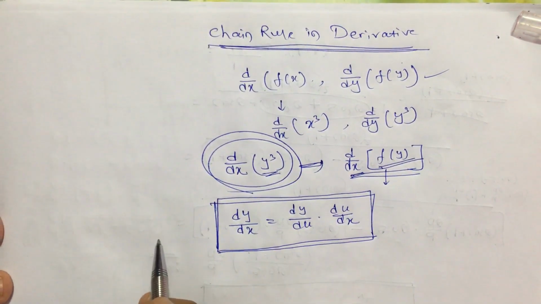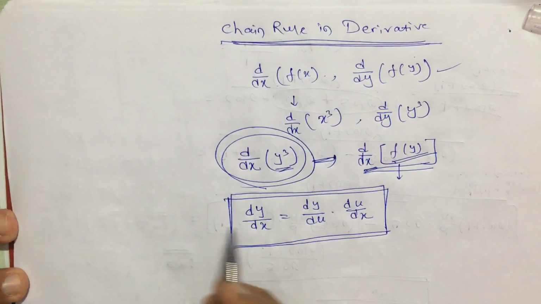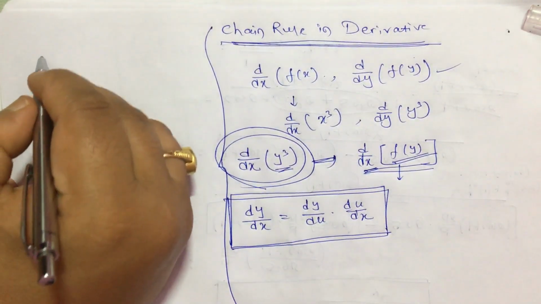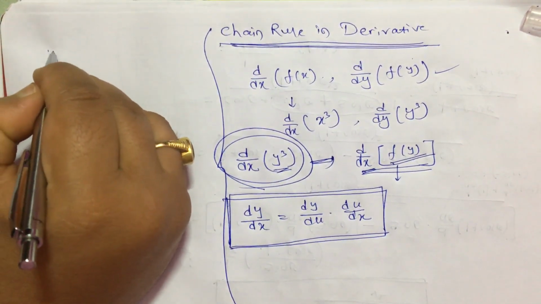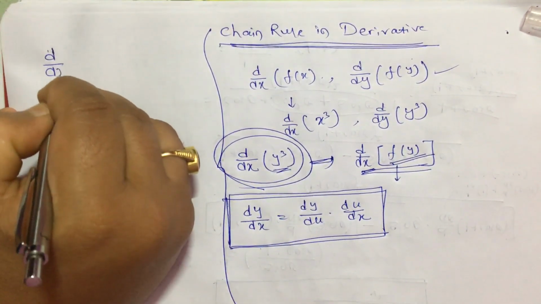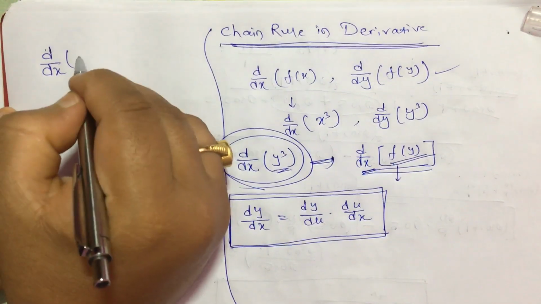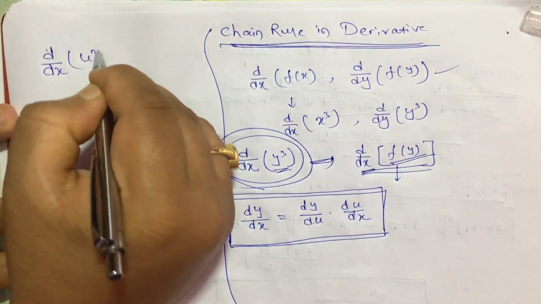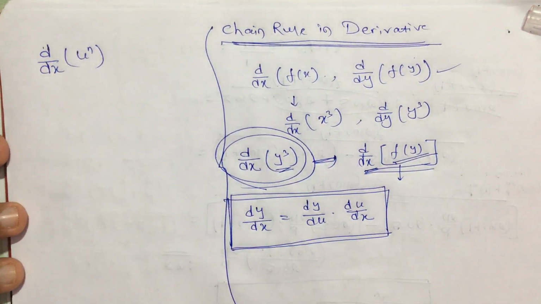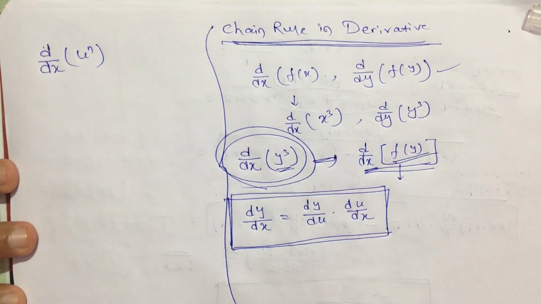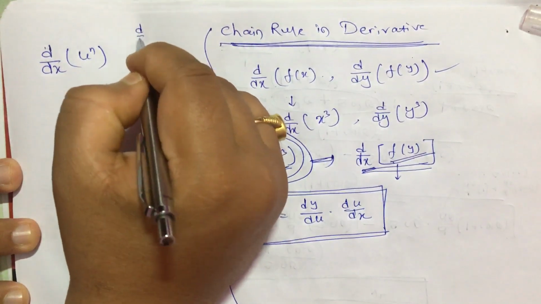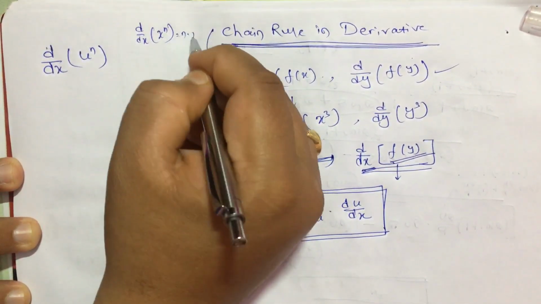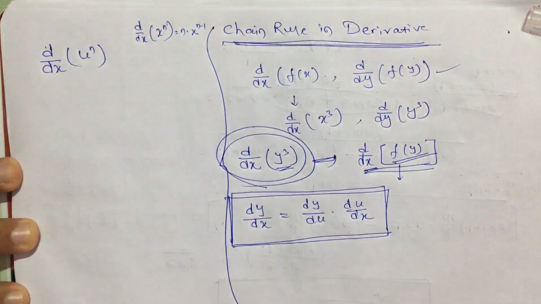Again, let us understand it with an example, because without that it looks like something very difficult. Now, for example, it is given d by dx of u to the power n. See, if it is d by dx of x to the power n, the answer is simple: n into x to the power n minus 1.